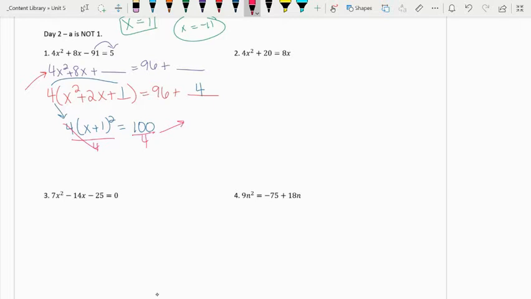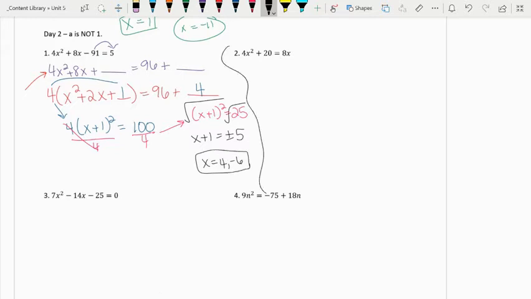So we're left with x plus 1 squared equals 25. Take the square root. X plus 1 equals plus or minus 5. If you solve both of those equations, you would get a positive 4 and a negative 6.